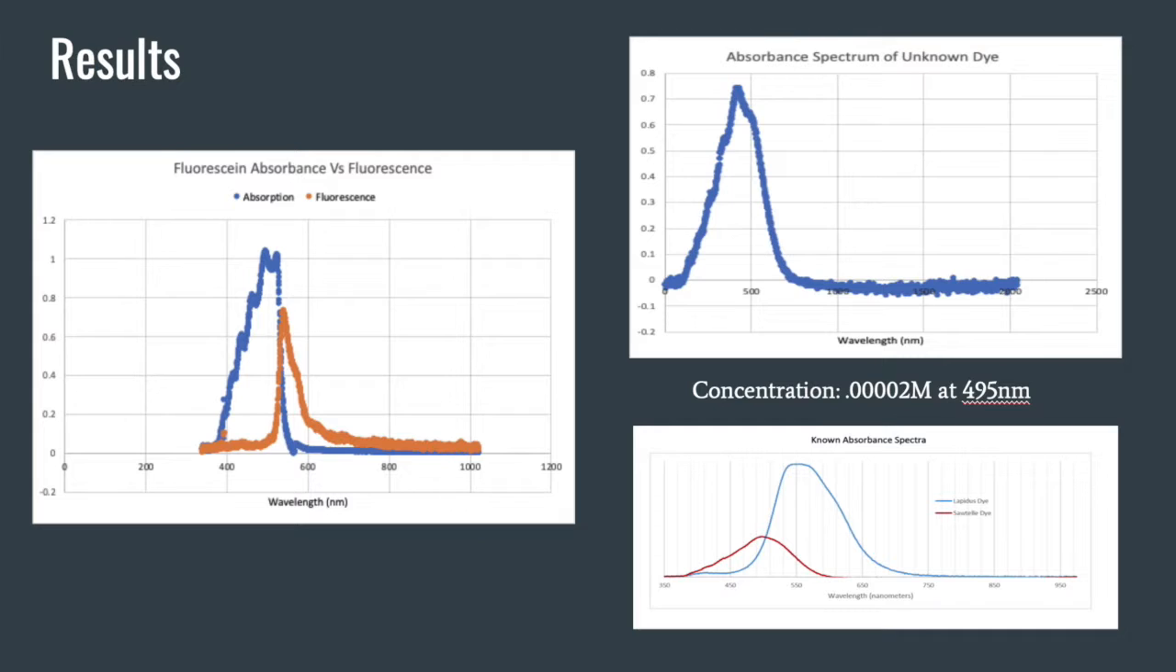The absorption and fluorescence of the fluorescein at each wavelength is shown in the graph to the left. We see that the wavelength of light absorbed is smaller and thus higher energy than the light emitted by the fluorescein in the presence of the mag light.